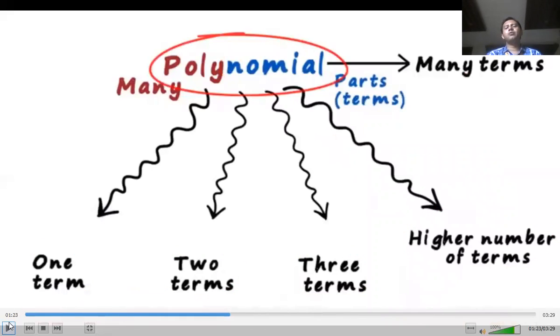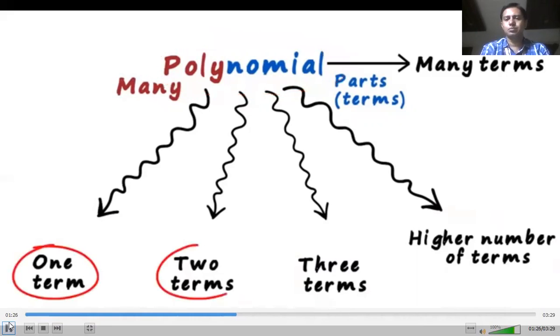So a polynomial can have one term, two terms, three terms, more than three terms, a higher number of terms, four terms, five terms, and so on. All of this is considered a polynomial only. Though it is named differently for one term, two terms, three terms, four terms. Expressions with just one term, two terms, or three terms are given special names.